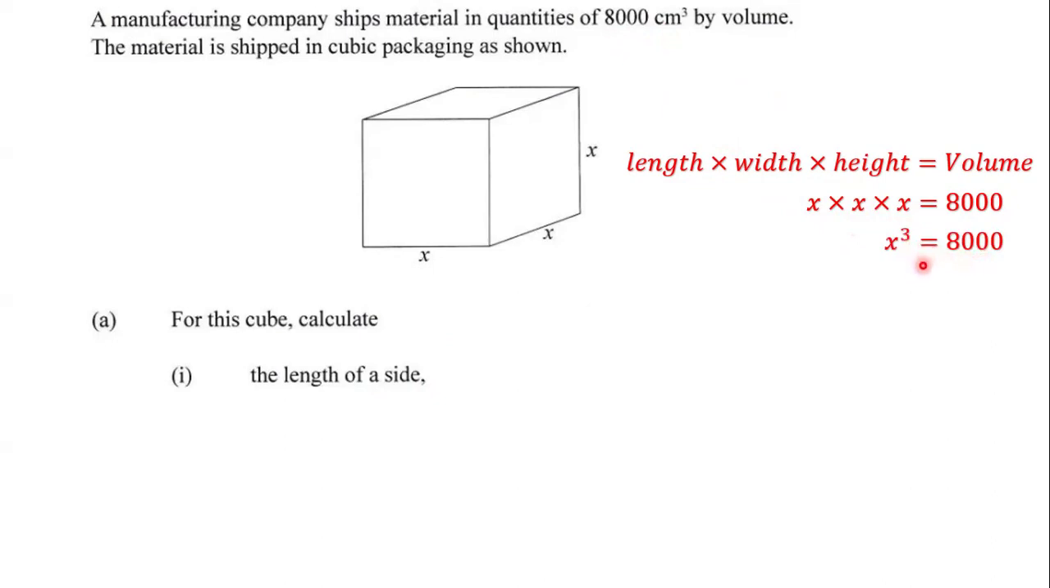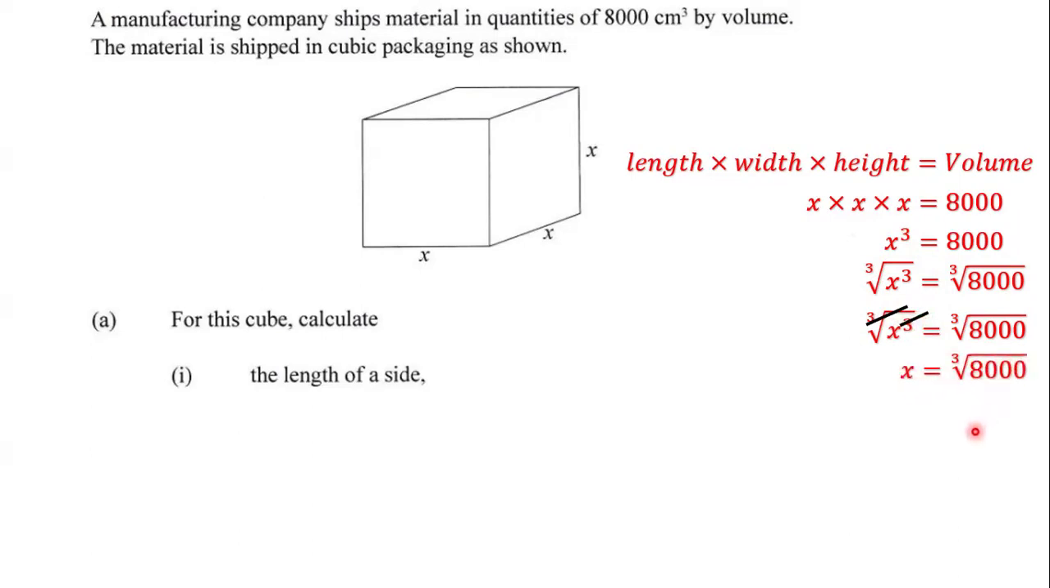But how are we going to figure out what x is? Well, we have to get rid of this power 3 on top. So we're going to take the cube root of both sides. And when we take the cube root of both sides, we cancel this root with the power. And so we have that x is equal to the cube root of 8,000.